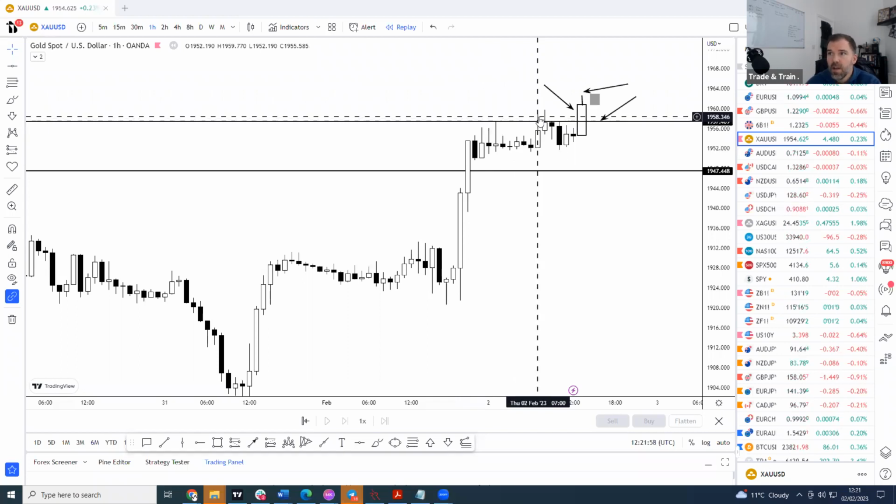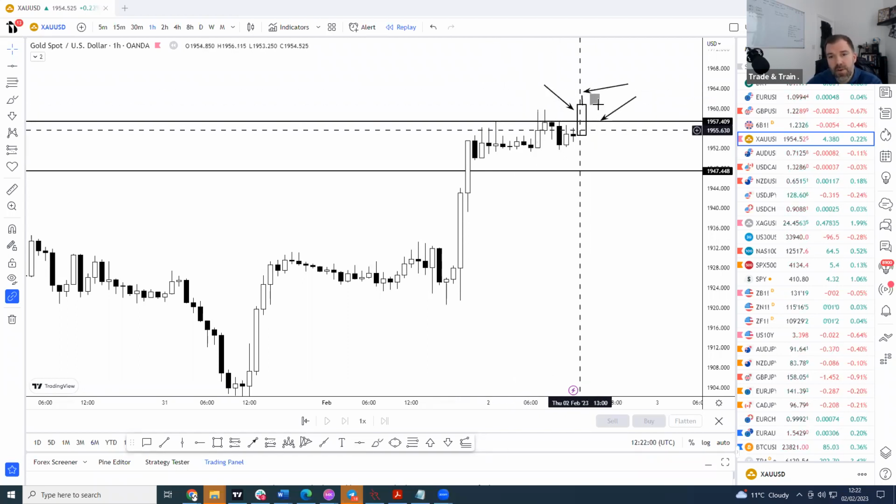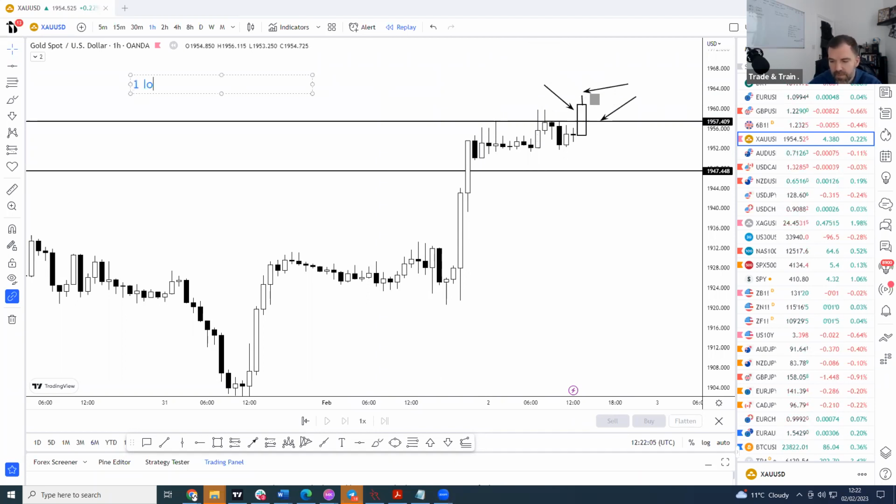So if we look at this, and let's just say we trade one lot, what I will look at doing is trading at 0.5 lots times 2, if the setup's good.